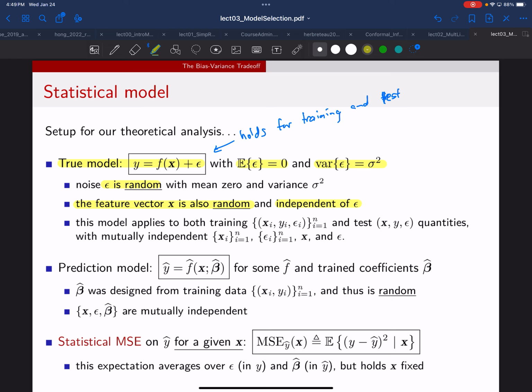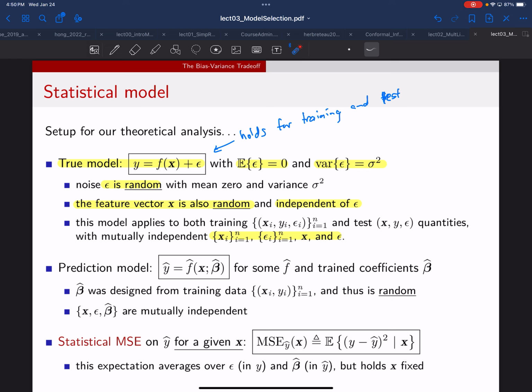We'll also make just a few more assumptions to clarify and simplify. All of our test feature vectors are random, and they're all independent of each other. All our test noises are random and independent, and they're independent of the training features, training noises, and also the test features and test noise. These are all random things, mutually independent of each other. So when we see them together inside expectations, that's nice because we can split them apart.